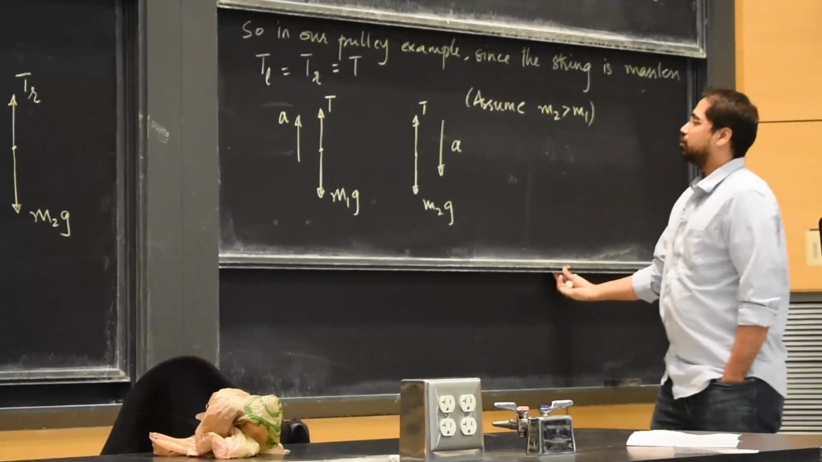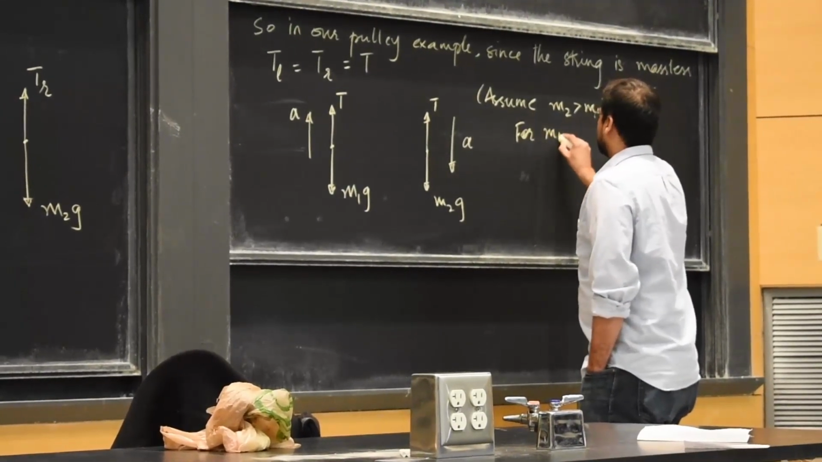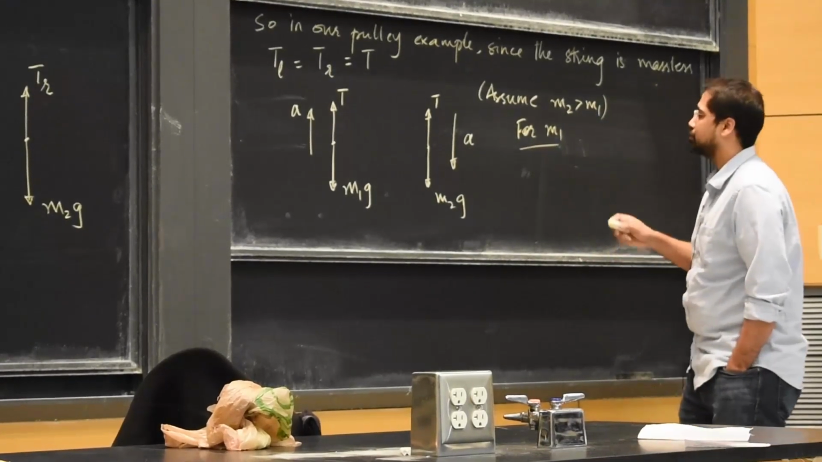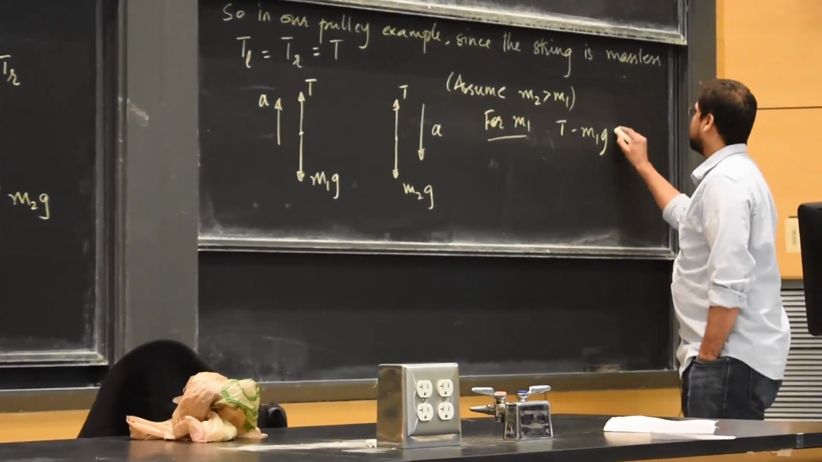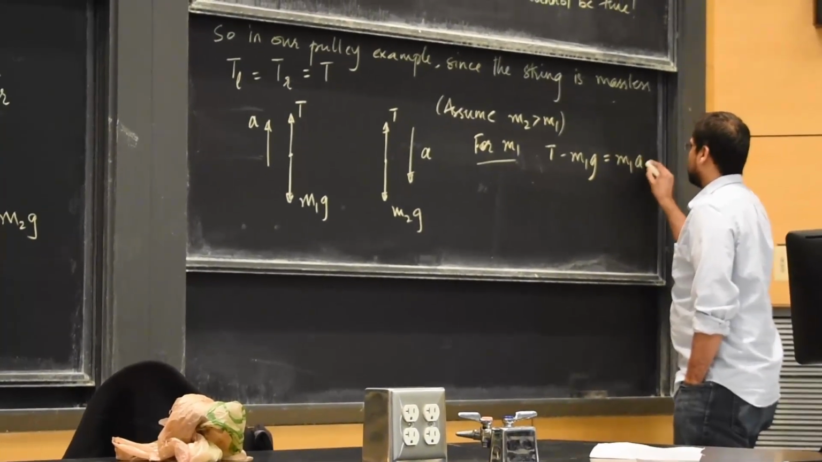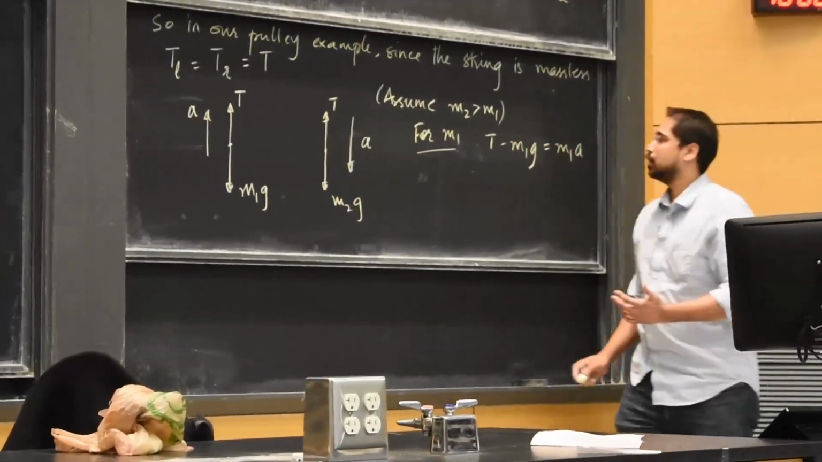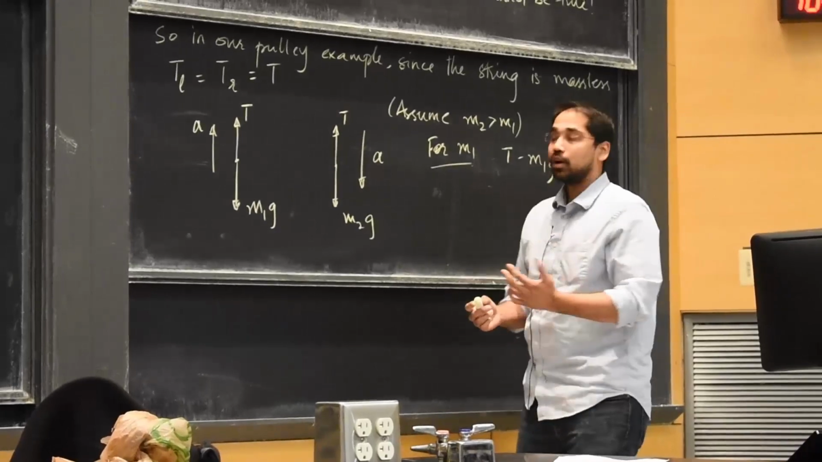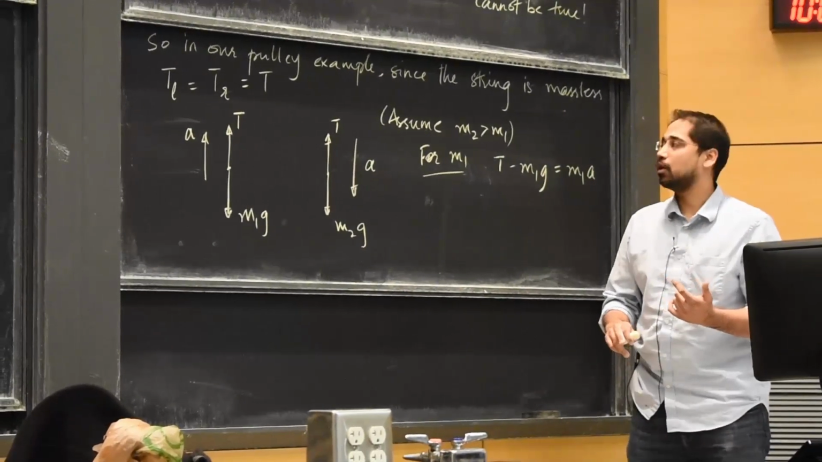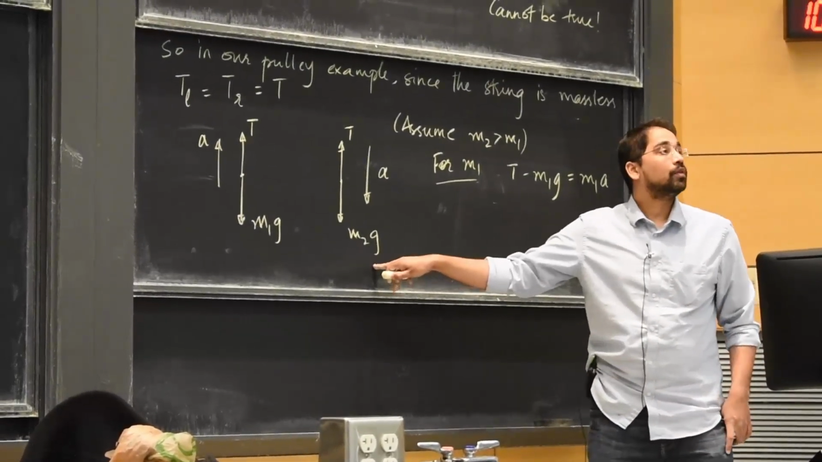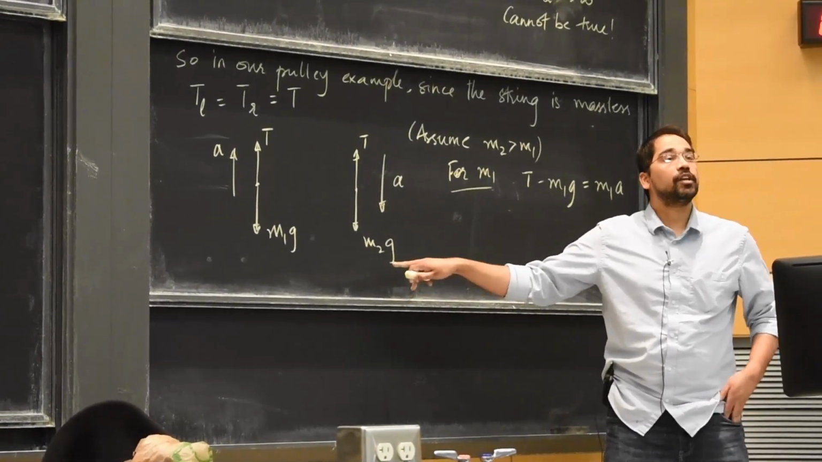What would be the equation of motion for M1? For M1, I would have T minus M1G must be equal to M1 times A. M1 rises up. What about M2? What are the forces on M2? What are the forces on M2? Speak up, speak up.